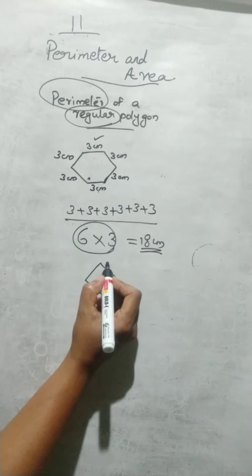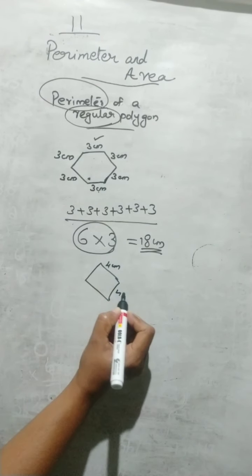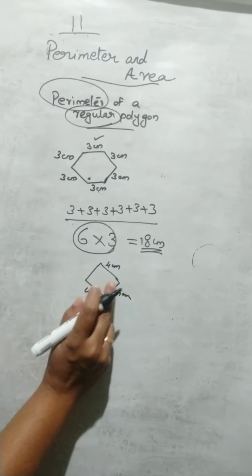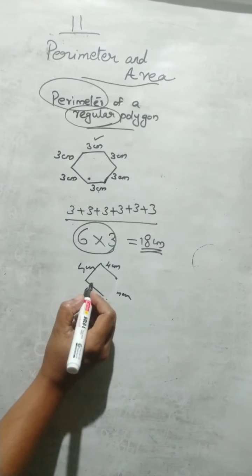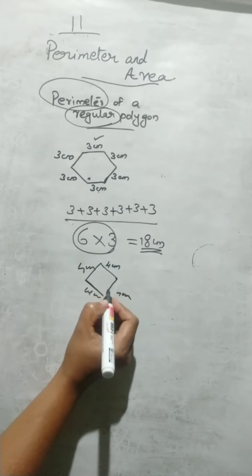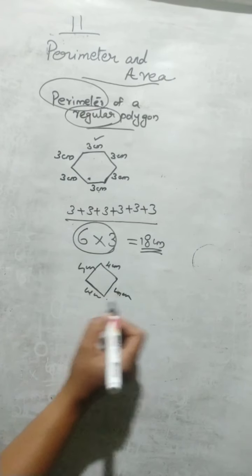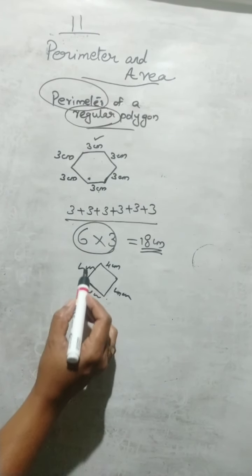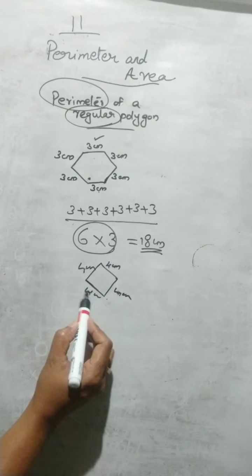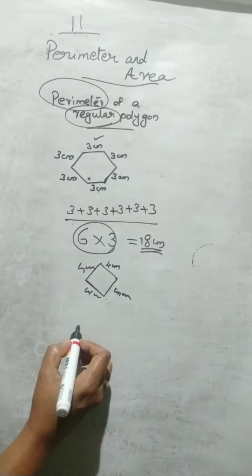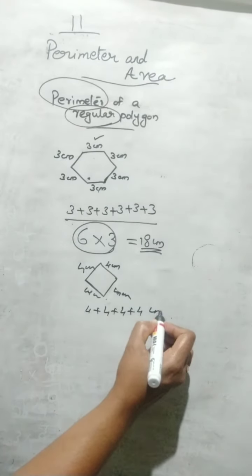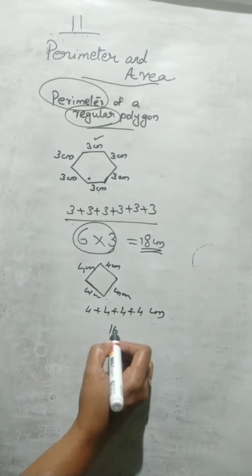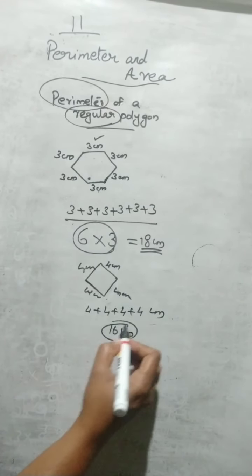Okay. Then this is 4 centimeter. This is 4 centimeter. 4 centimeter. Okay. Then we have to add this. That is 4 plus 4, 8. 8 plus 4, 12. 12 plus 4, 16. That is 4 plus 4 plus 4 plus 4 centimeter. That is 16 centimeter. How can we write?